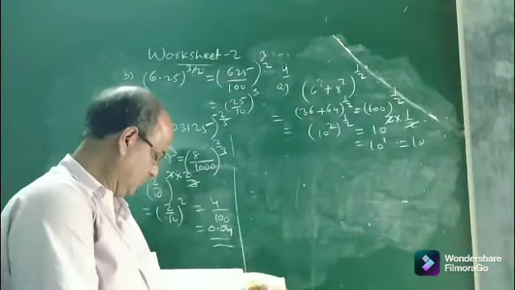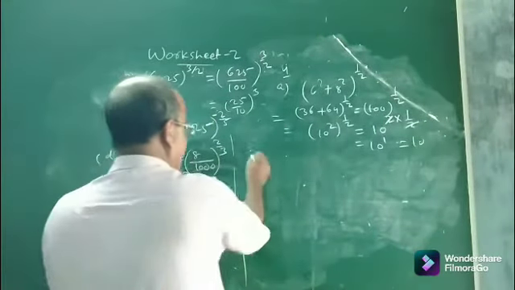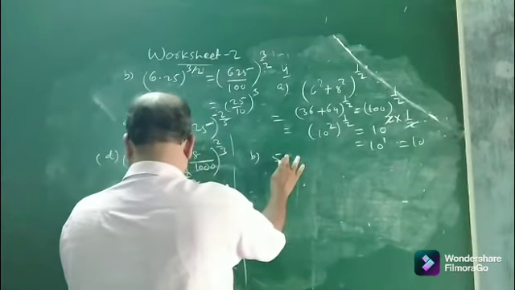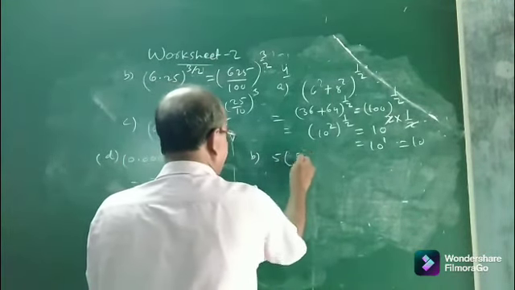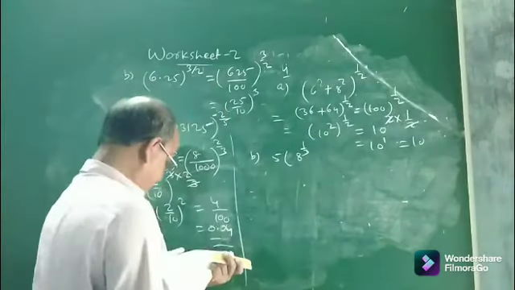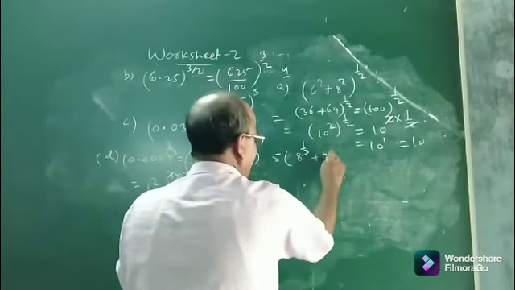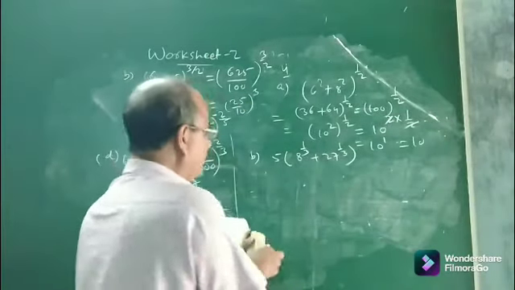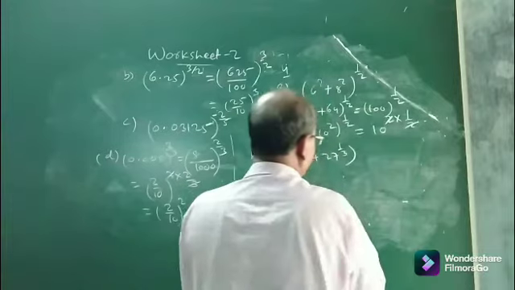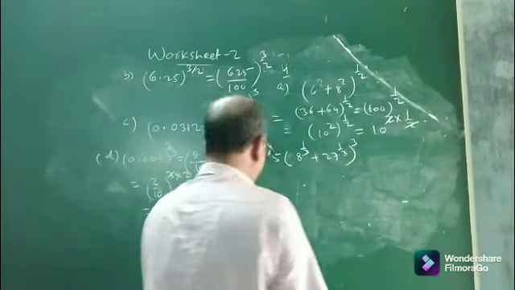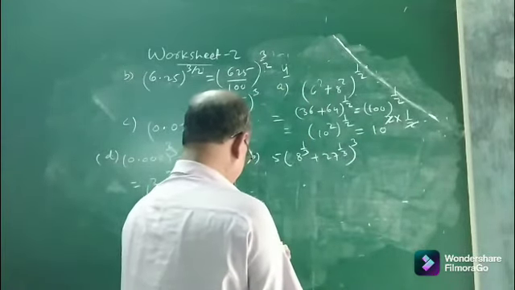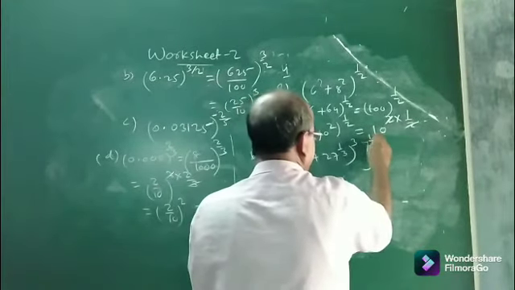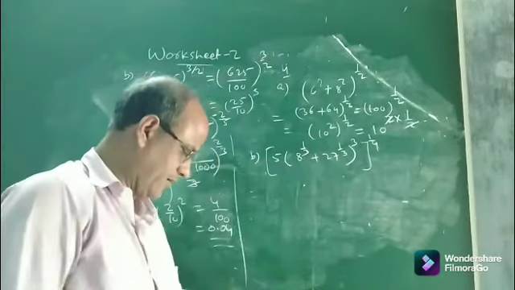See. Now let us do the second one. What is the second question? 5 into 8 to the power 1 by 3 plus 27 to the power 1 by 3, whole cube. Then it is whole to the power 1 by 4. You see, such a complicated expression. Whole to the power 1 by 4.